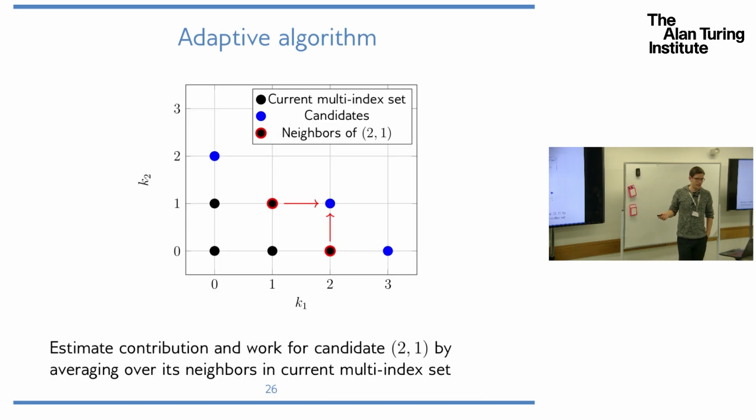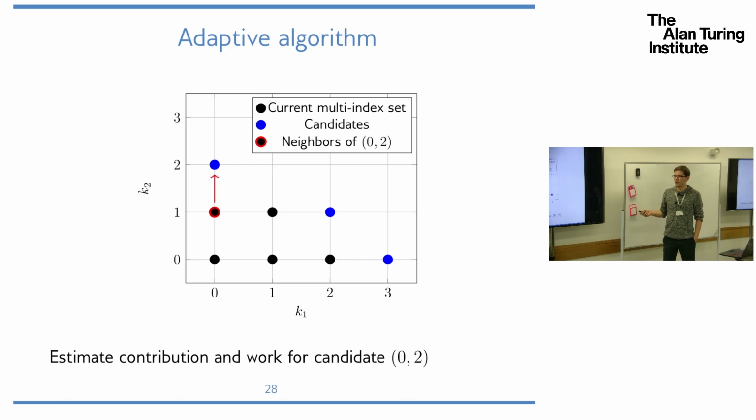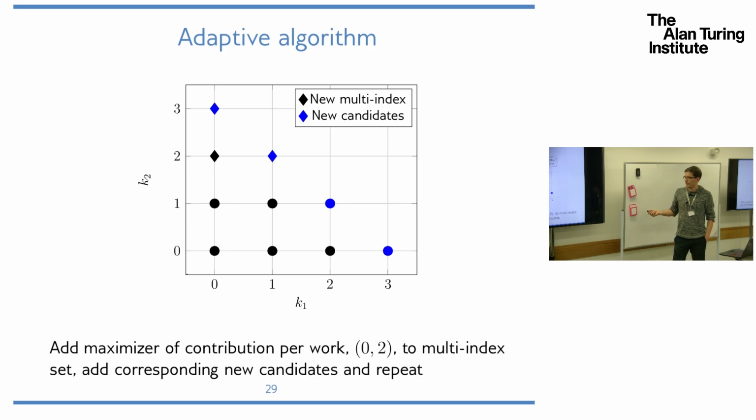So how this works is that for each of your candidates, you look at its lower neighbors that are already in your set, for which you know the contribution and the work. And then if you decide that this is, for example, the one that maximizes this ratio, then you add it and you add the corresponding candidates, and then you start again.